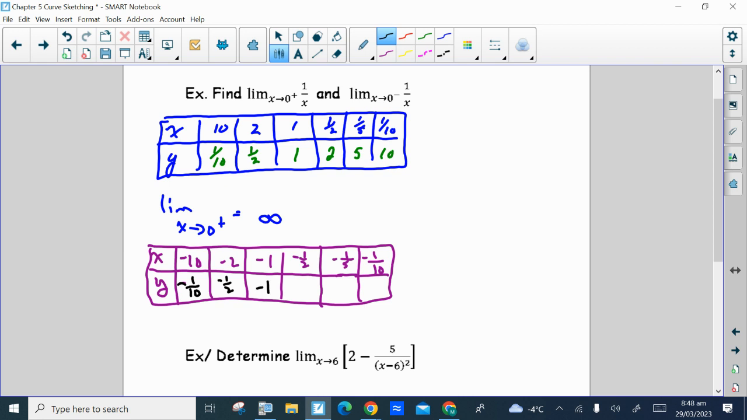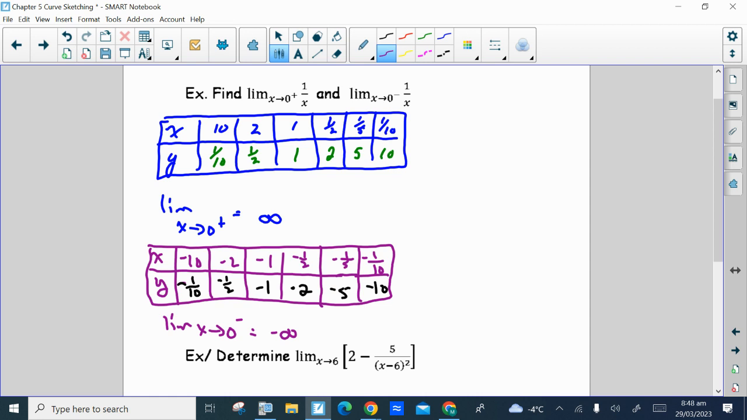So in this case, our y values are getting smaller. We're getting further away from 0. 1 divided by negative a half is the same as 1 times negative 2 over 1. So that'll be negative 2, negative 5, and negative 10. If we chose negative 1 over 100, we get negative 100. If we chose negative 1 over 1,000, we'd get negative 1,000. So in this case, the limit as x approaches 0 from the left side will be negative infinity.